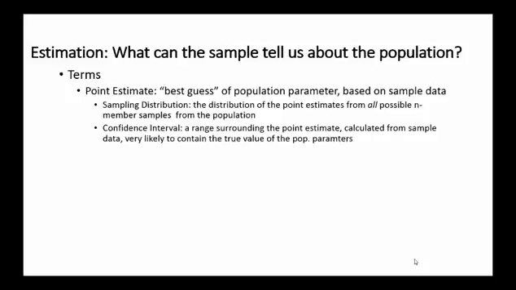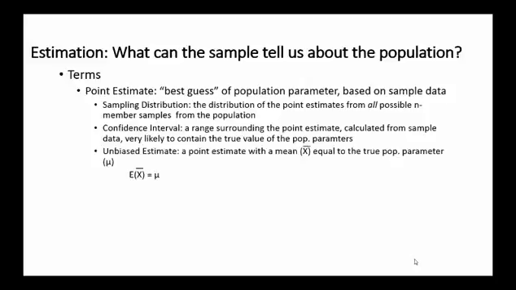Okay. The confidence interval is a range surrounding the point estimate, plus or minus a certain distance. We calculate that from the sample data, and we'll eventually be able to construct a confidence interval with a given size. We could say we're 90% confident that the population parameter lies within these bounds, or 95% confident, or 99% confident. You'll see exactly how that works in a moment as well.